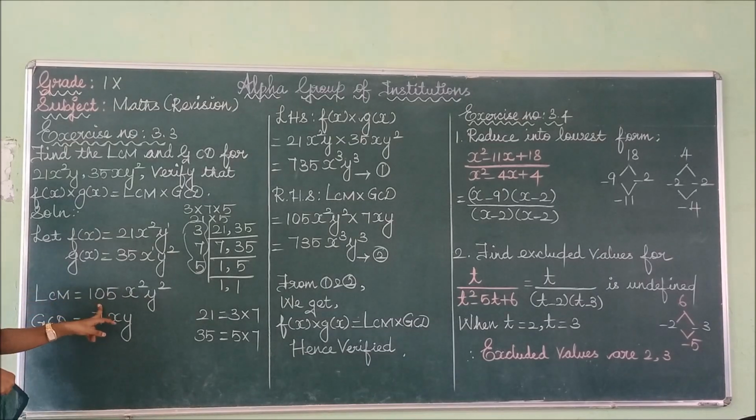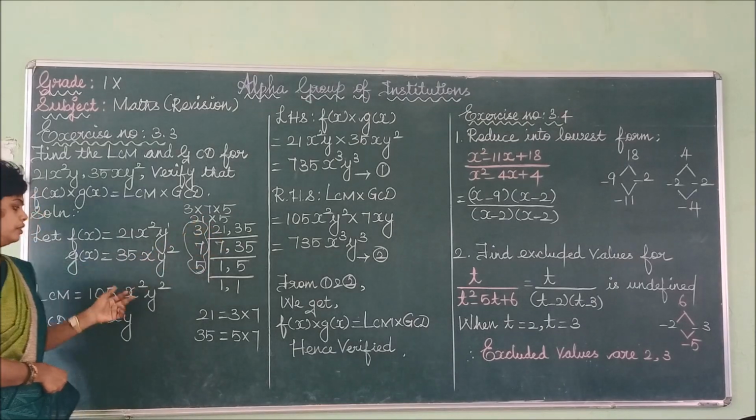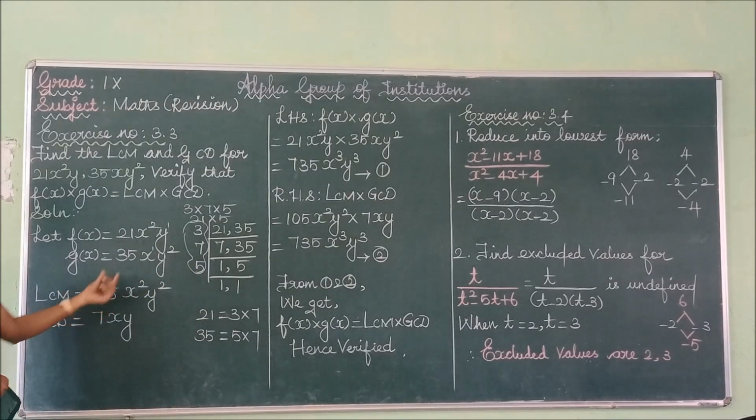So how can we write the LCM? The numerical terms you have to find this way and get the value, 3 into 7 into 5 is 105. For the variables, you have to choose the highest power.